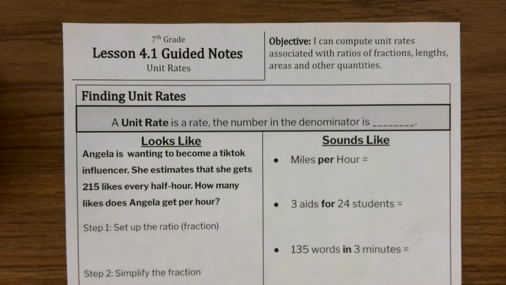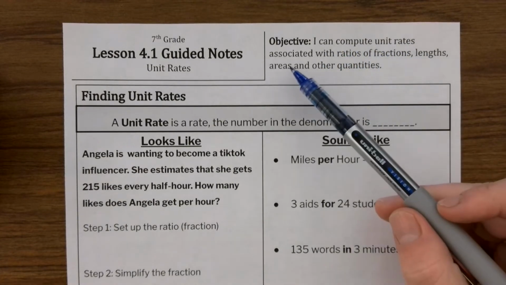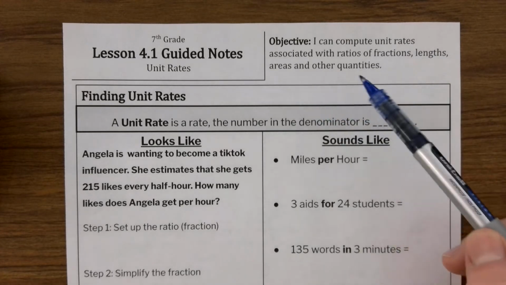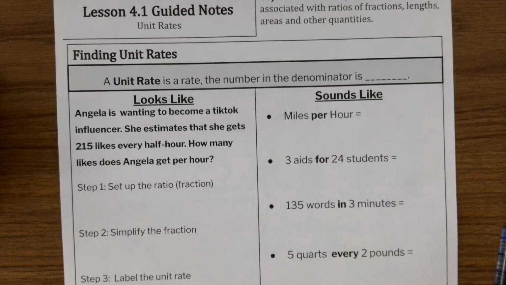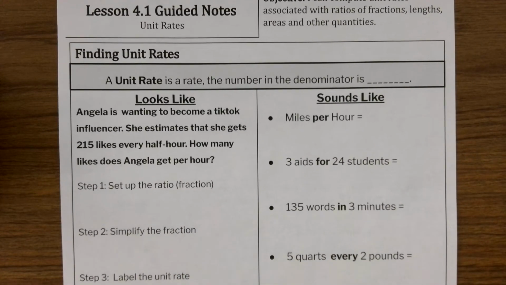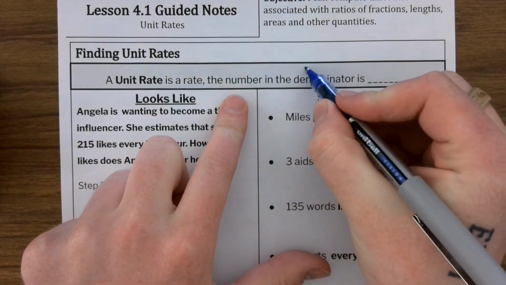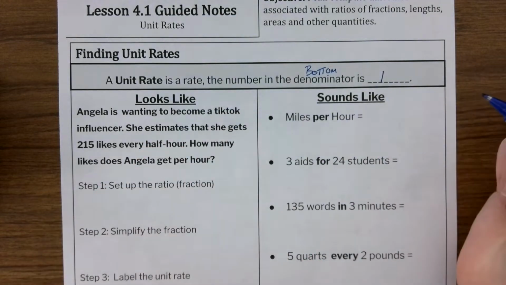All right, welcome to lesson 4.1, which is about unit rates. Our objective for this lesson is I can compute unit rates associated with ratios of fractions, lengths, areas, and other quantities. All right, if you remember from 6th grade, a unit rate is just a special kind of rate where the number in the denominator or the bottom of the fraction is 1.